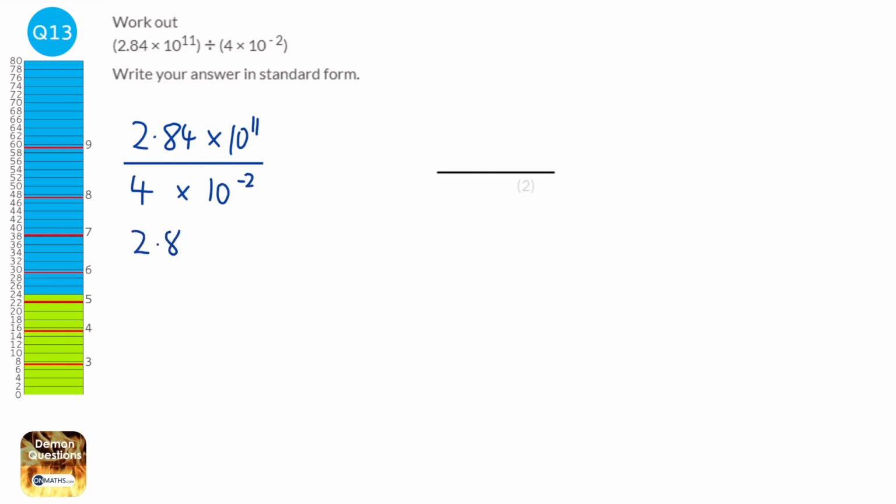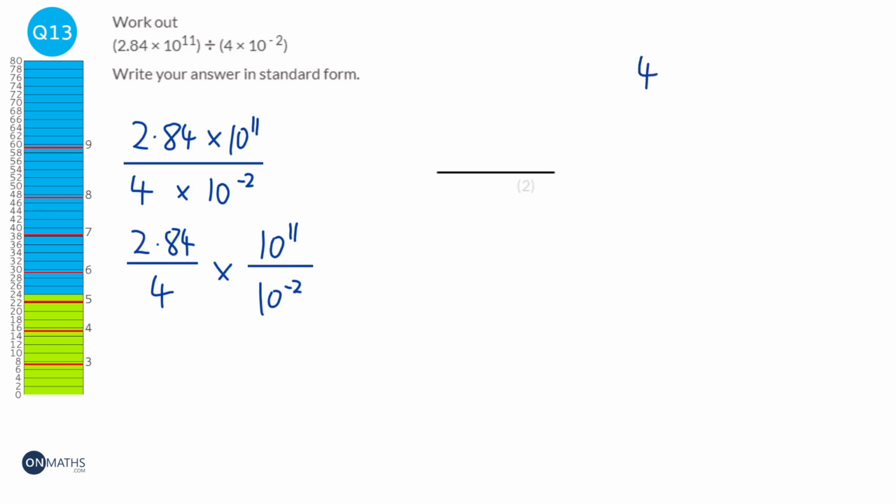So 2.84 over 4 times 10 to the power 11 over 10 to the power of minus 2. Okay, so we're going to start by doing 2.84 divided by 4. So we're going to just do the bus stop method. So 4 on the outside, and we've got 2.84 on the inside.